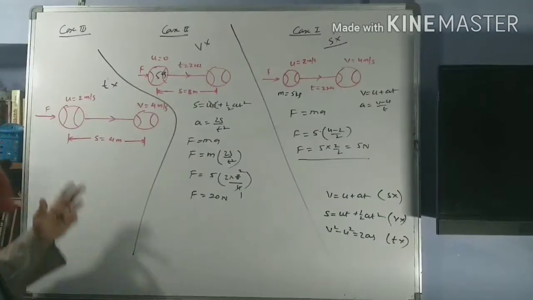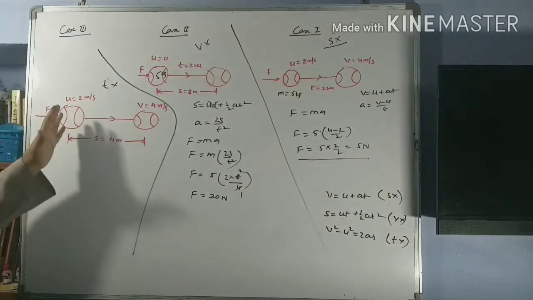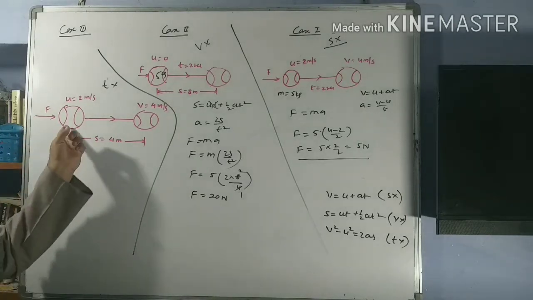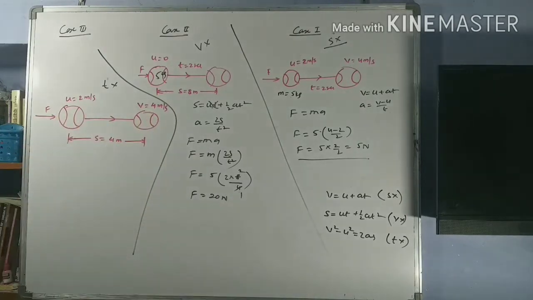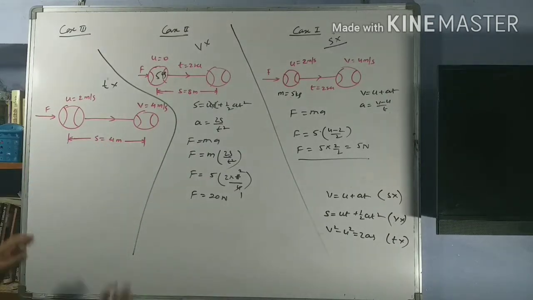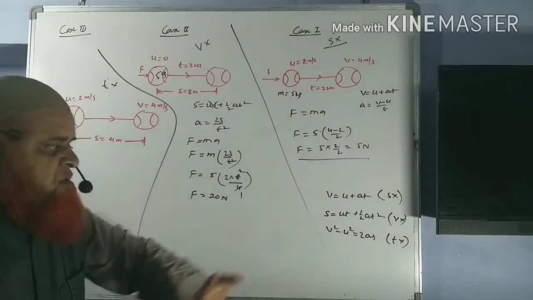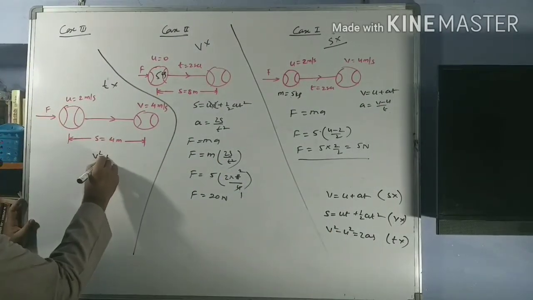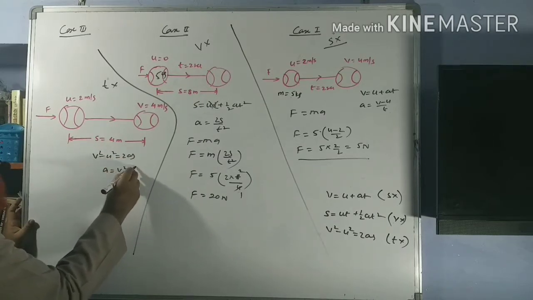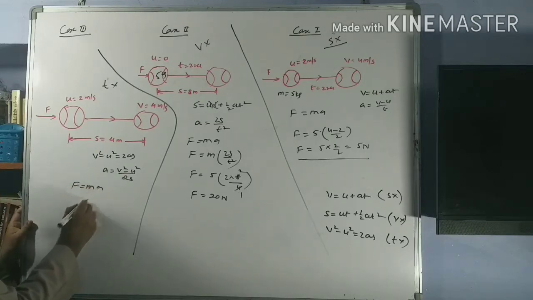Then let us see the third situation in which the initial velocity of the ball is 2 meters per second. He has applied a force, and the ball has reached 4 meters per second. It has increased its velocity and traveled a displacement of 4 meters. In this case, there is no discussion of time, so select the formula in which there is no time. Then you will write V square minus U square = 2AS, so A = (V square minus U square) by 2 into S. And you know F = M into A.